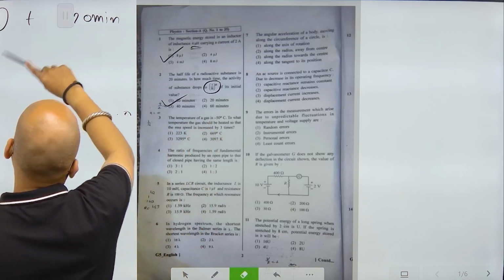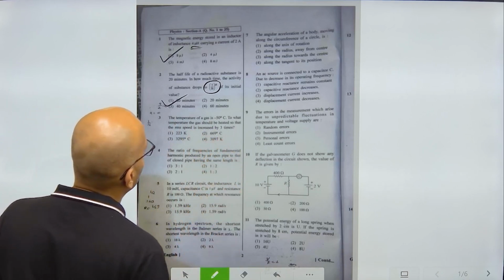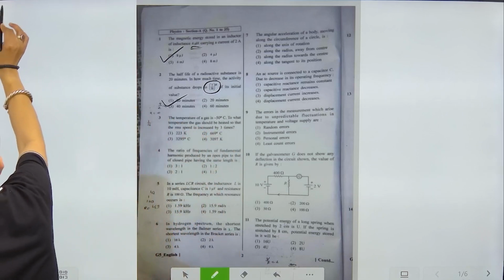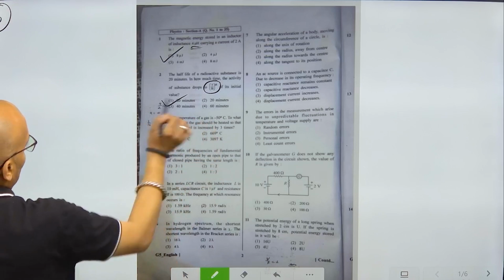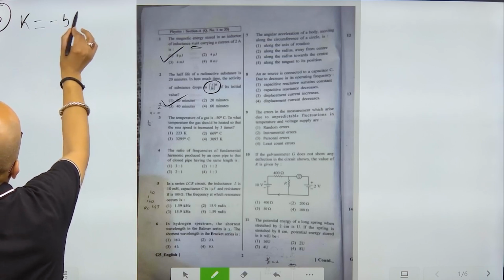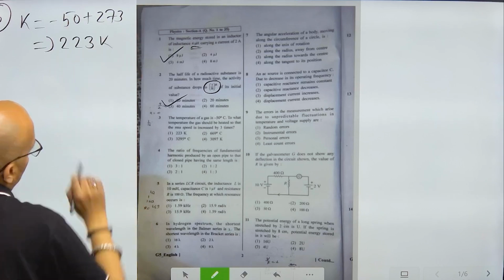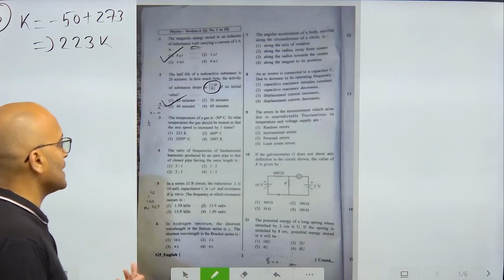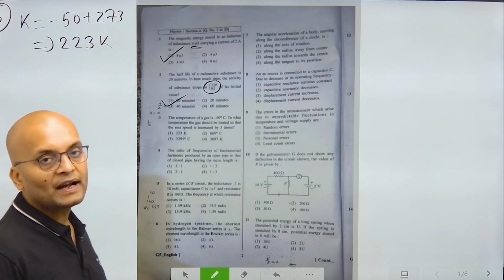Next question says that the temperature of a gas is minus 50 degrees centigrade. See, here we have to convert the temperature, and I have told it several times in the class too that temperature will be taken in Kelvin. So temperature is given in centigrade, convert it to Kelvin. Kelvin is equal to minus 50 plus 273, that is 223 Kelvin. To what temperature should the gas be heated so that the RMS speed is increased by 3 times?